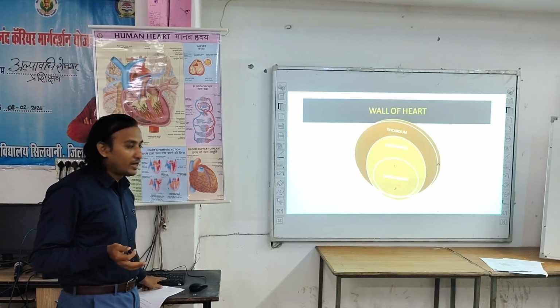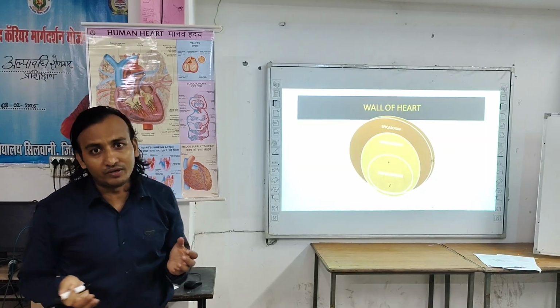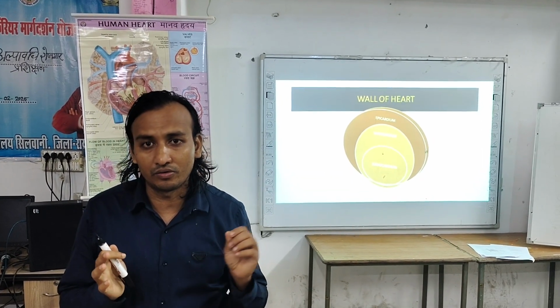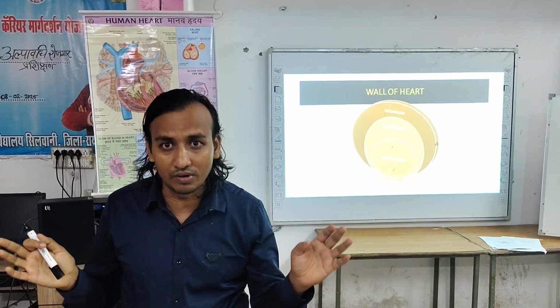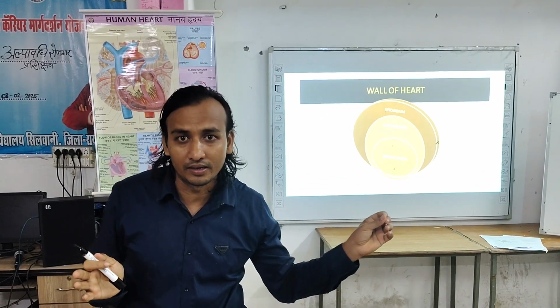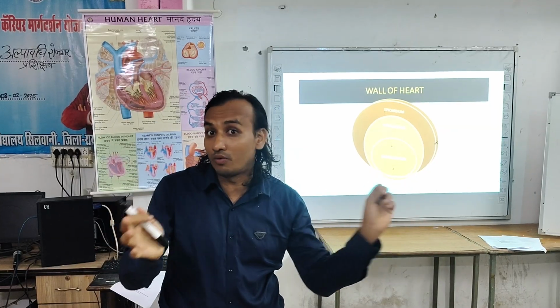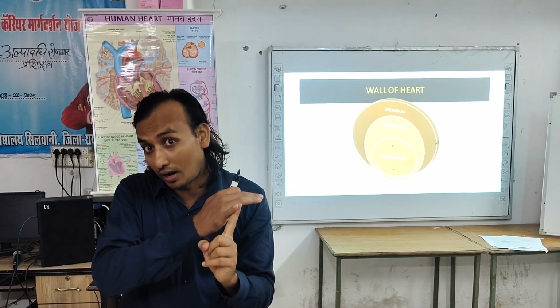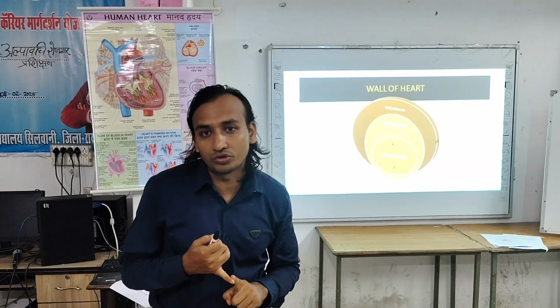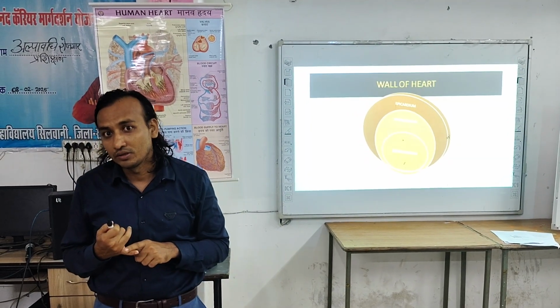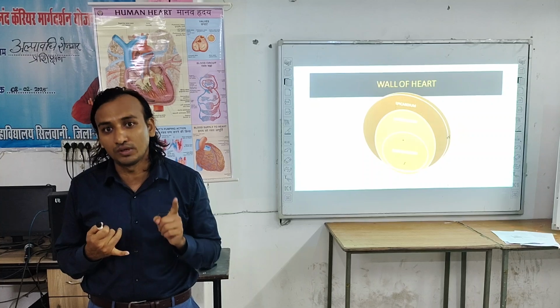Now I would like to explain the layers of the heart. Everything has a layer or cell wall, like a cell has a cell wall, so the heart also has layers. The layers of the heart are always named with cardium. The word cardium is always related to the heart. Suppose you go to a specialized doctor, what do we call them? It is called a cardiologist. We don't call them heartiologists, we always call them cardiologists.